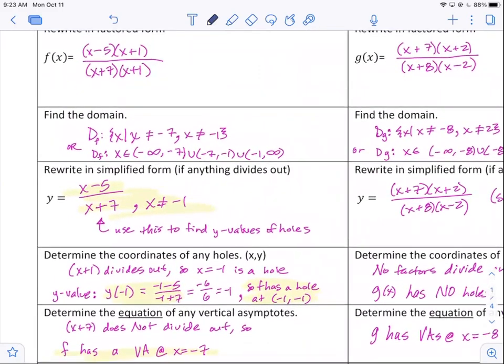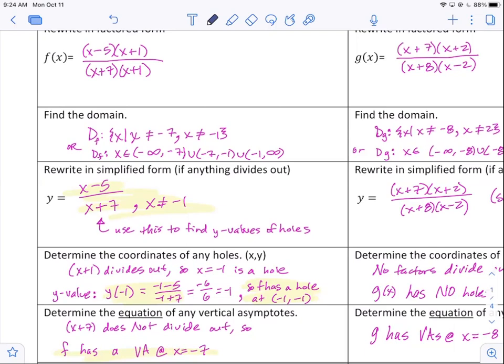Just for kicks and giggles, what are the x-intercepts of f? What are the roots of the entire function f? Well, you look at the simplified form. Are there any values that make the numerator 0 after you divide out anything? 5. Yeah. If you plugged in a 5 to the original function, you could use the simplified form for everything else regarding the function once you identify the hole. So f would have an x-intercept at x equals 5. Okay, 5, 0. Setting the numerator equals 0.